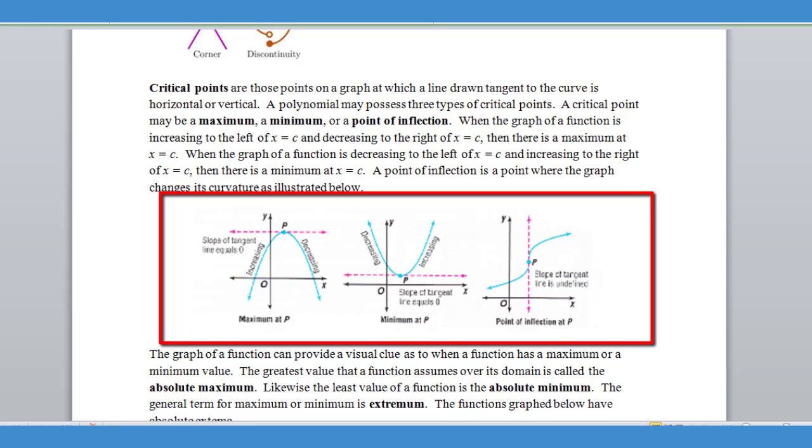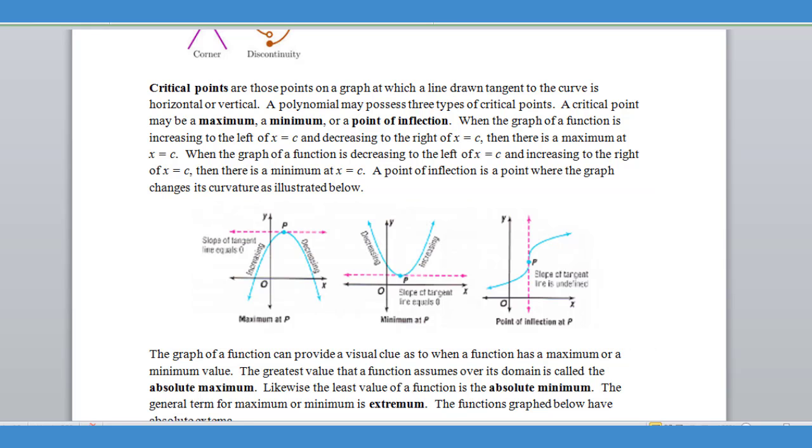Now these critical points can be defined a little farther. We can call them maximums, being the highest point on the graph, minimums, being the lowest, and the point of inflection, which you can see is a point of symmetry across a particular point. So this defines our critical points a little bit farther.